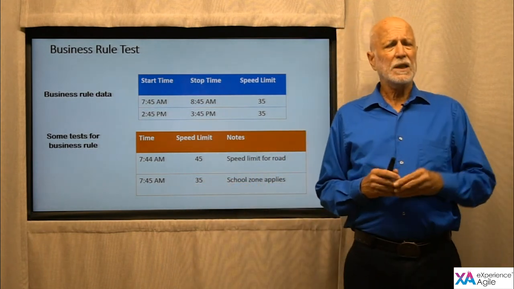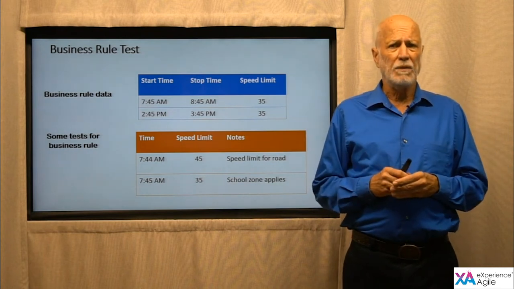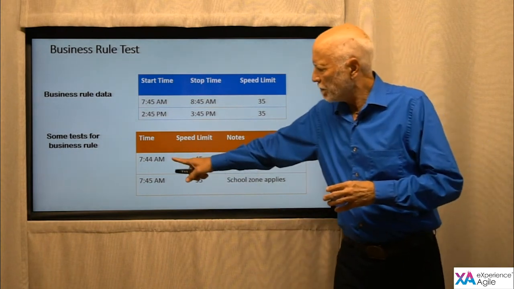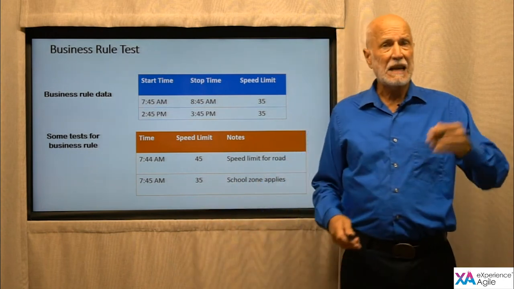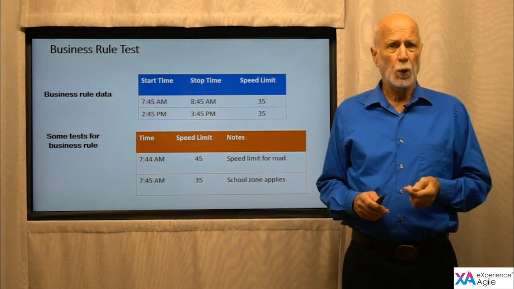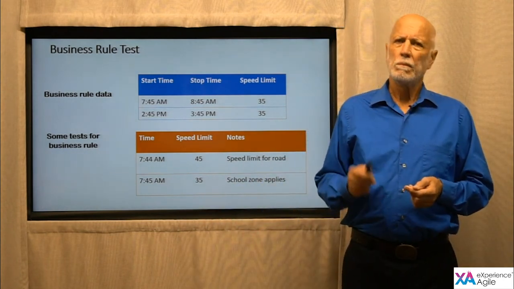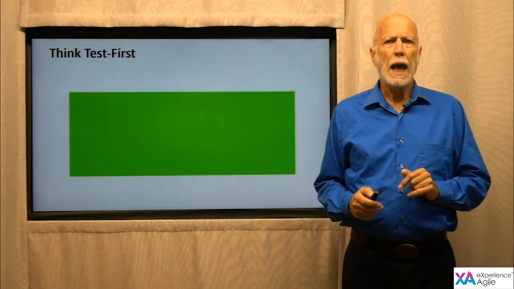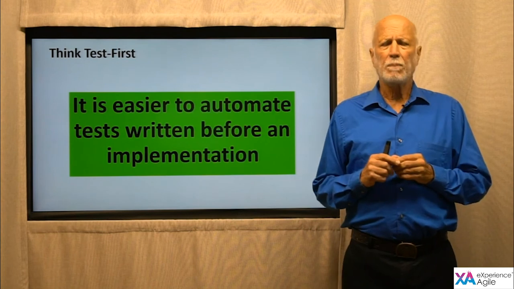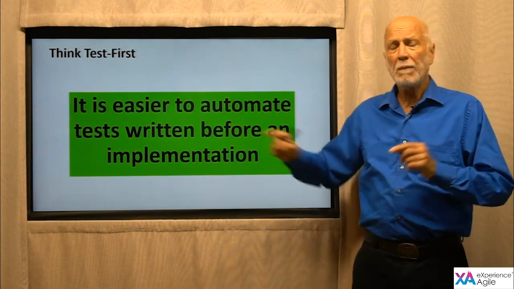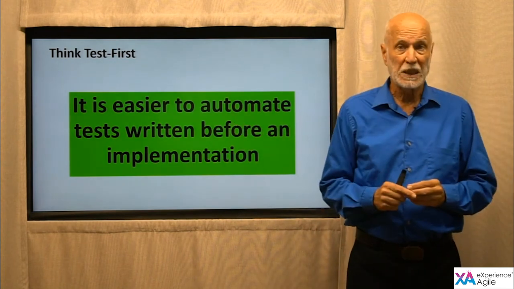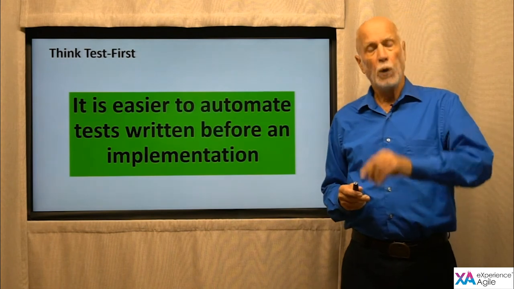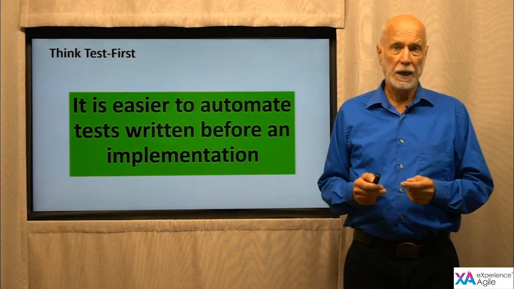But now that we have tests, we can get into more detail of the behavior. Exactly when between 7:44 and 7:45 should it slow down? So we're always thinking test first. And one of the other benefits is that it's easier to automate tests written before an implementation than to try and put automation on afterwards.